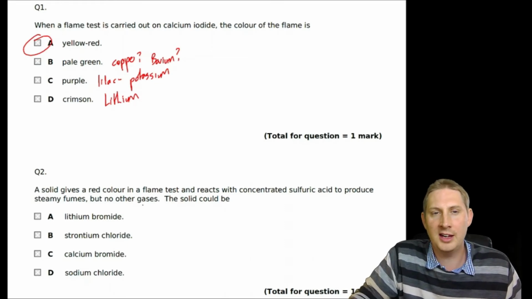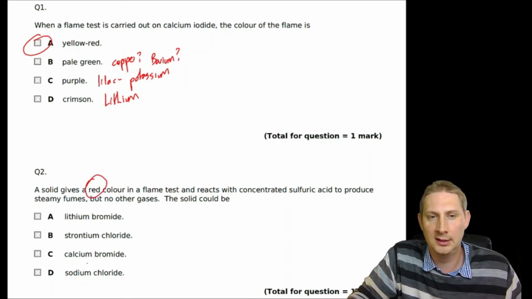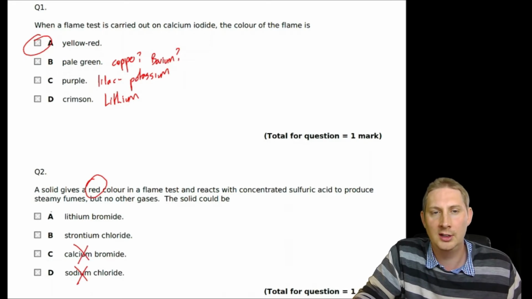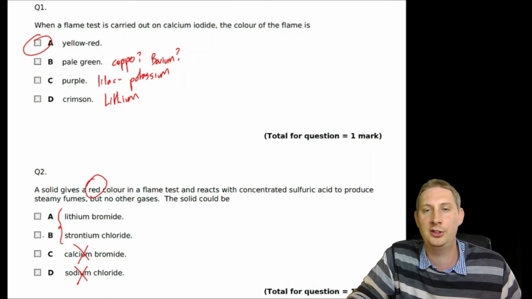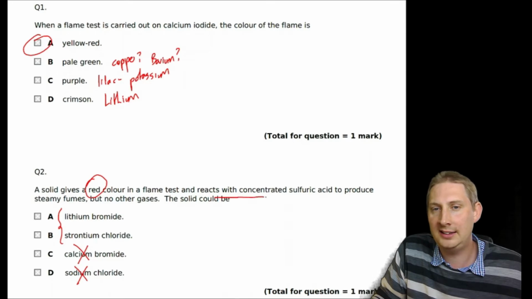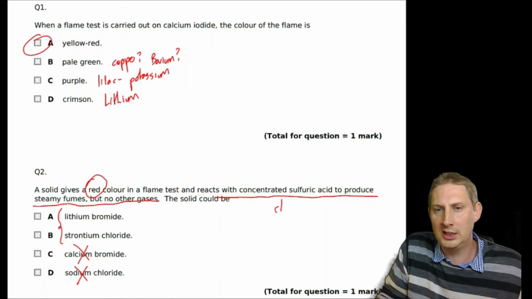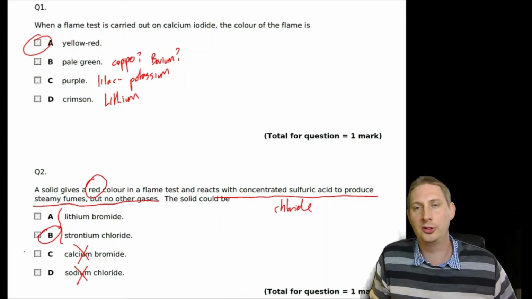A solid gives a red colour in a flame test. So it's not sodium, which is yellow-orange. It's not calcium, which is red-orange. It could be lithium and strontium. So from your GCSE knowledge, you've already narrowed it down to 2. The bit that you don't know yet is that we can test it with concentrated sulfuric acid. And if it produces steamy fumes but no other gases, that means it is a chloride. So the answer must be B, strontium chloride.